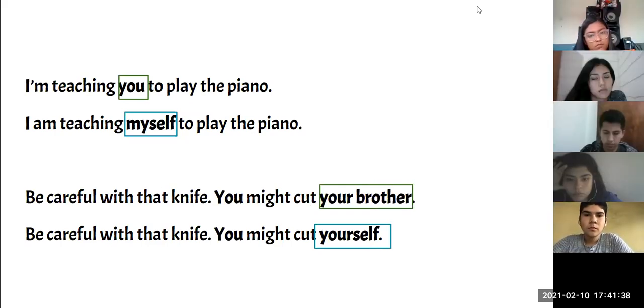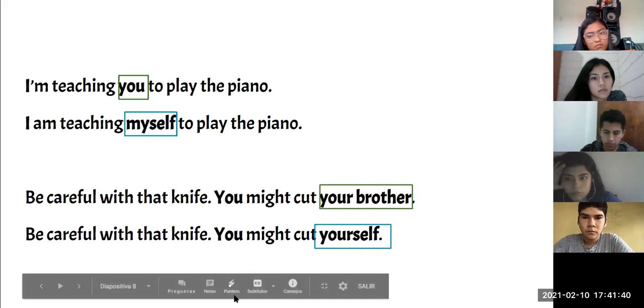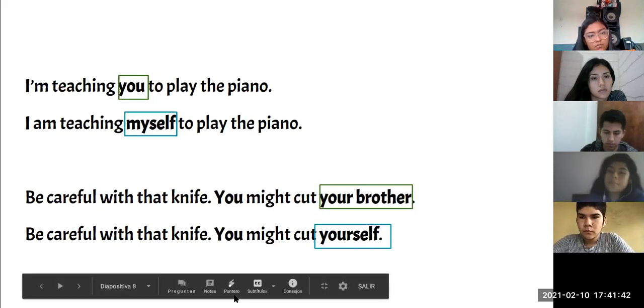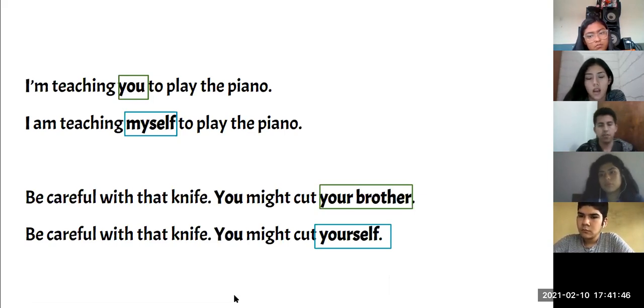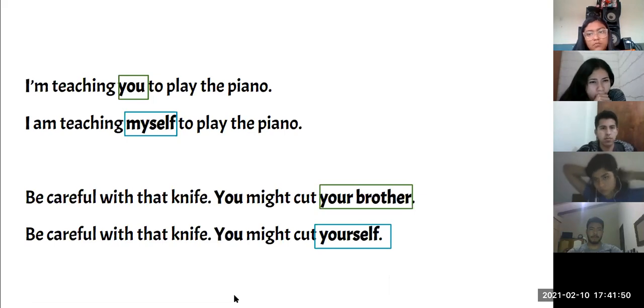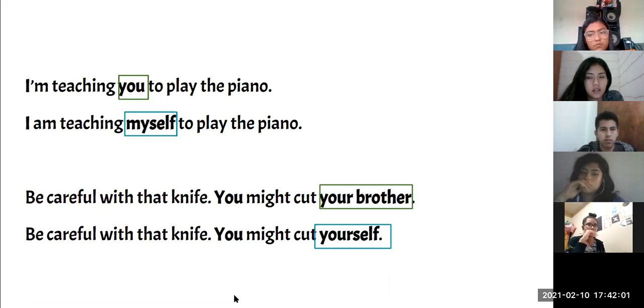The person, I think. The person that does the action? Yes, the person who does the action, who performs the action, right? And what about the object? What is the object of the sentence? The person that receives the action, maybe. The person or thing or place who receives the action, right?